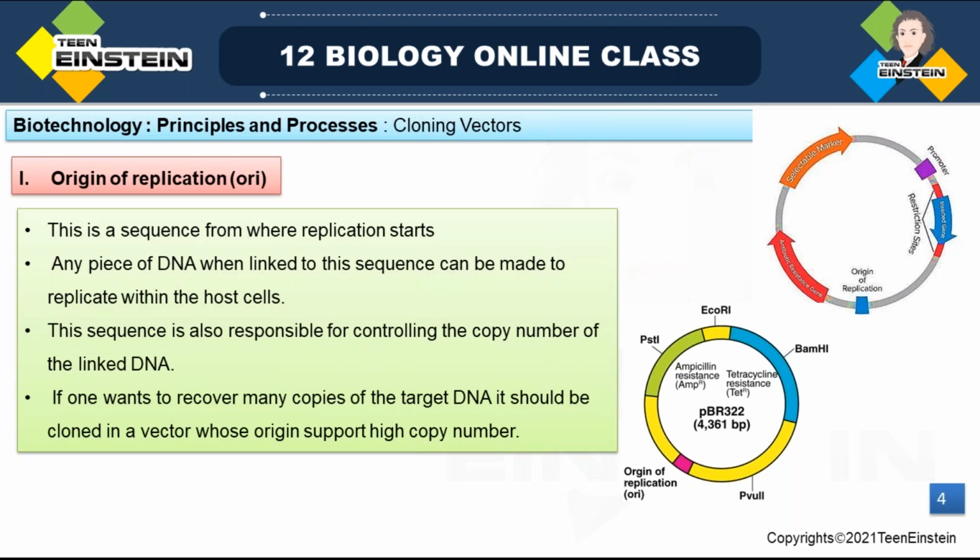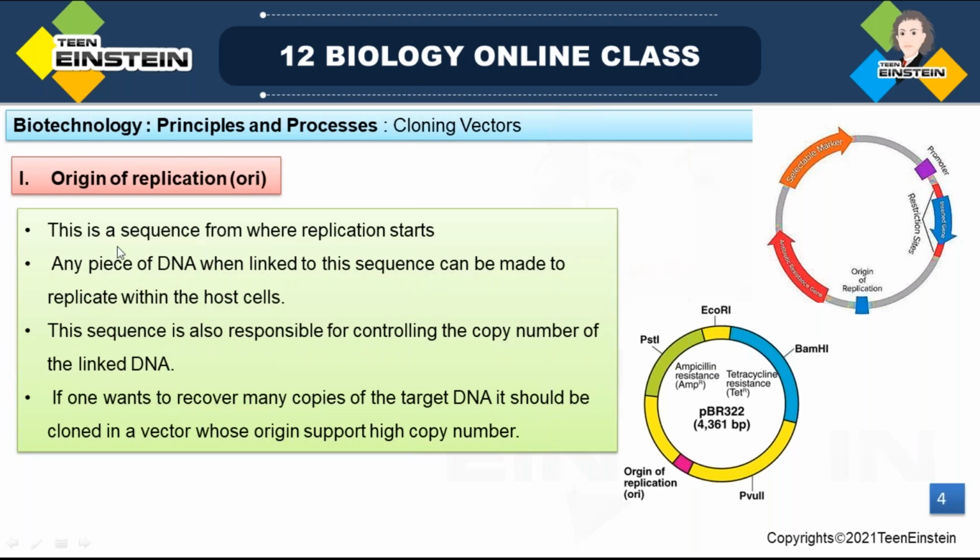So if we want high copy number, we have to select a vector which is supporting more copy numbers. Or if we want a low copy number, according to that also we need to select the vector. While selecting the vector, there are some criteria. If you want high copy number, we have to select a vector which is giving high copy number. If we want a very low copy number, then according to that we need to select our vector.